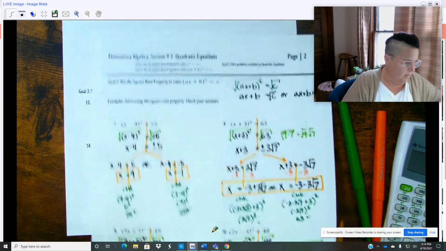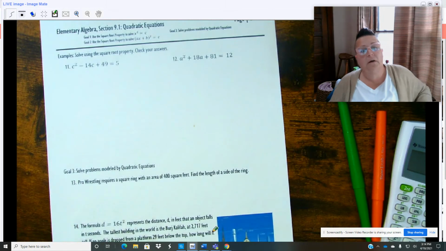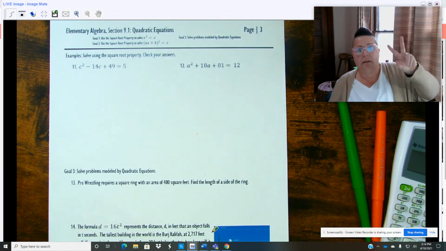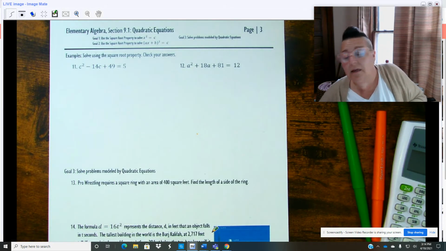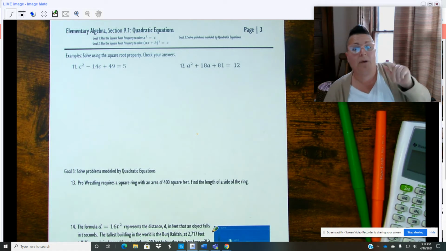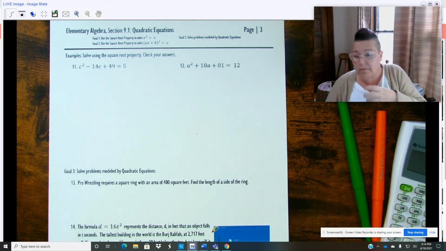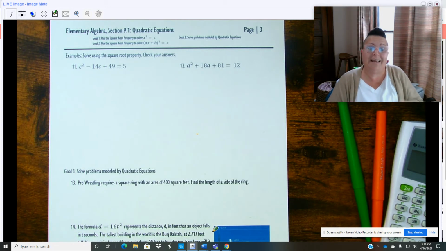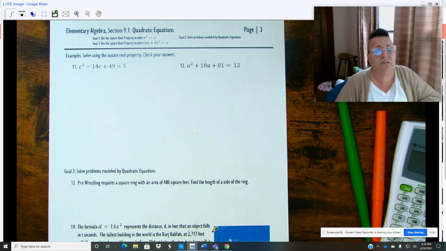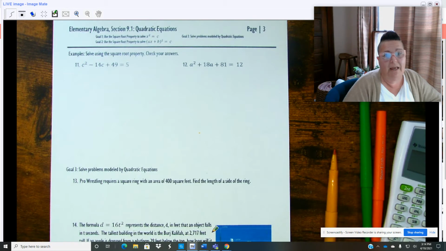All right, what do we got going on next? Oh, okay. These two. We are going to see if you can recognize what's going on with these guys. We want to solve these two using the square root property. Again, we're going to have you check your answers, similar to what we have done.